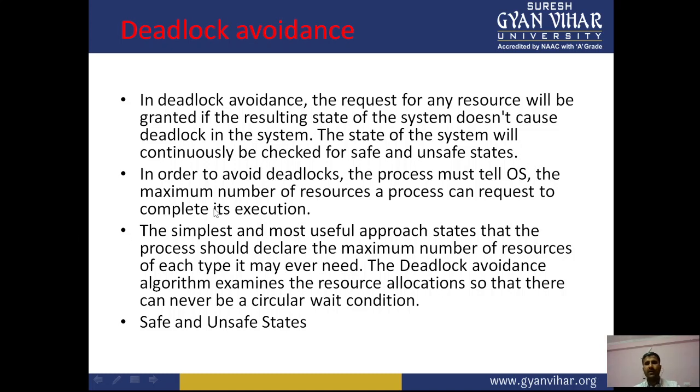In order to avoid deadlock, the process must tell the operating system the maximum number of resources a process can request to complete its execution. The simplest and most useful approach states that each process should declare the maximum number of resources of each type it may ever need. The deadlock avoidance algorithm also examines resource allocation so that there can never be a circular wait condition. So we can easily define safe and unsafe states.